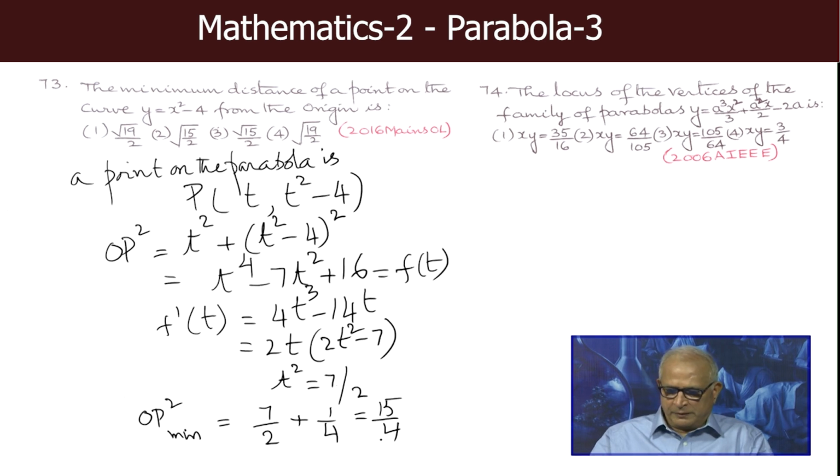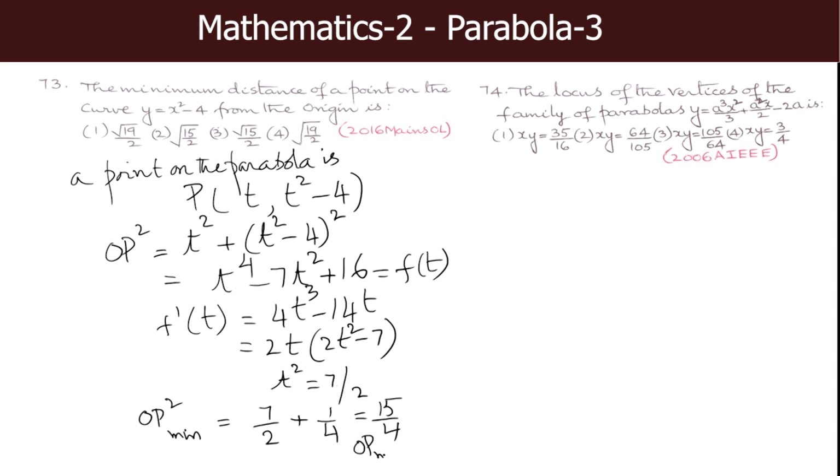So the minimum value of OP square is 15 by 4. So, what is OP minimum? Root 15 by 2. So, that is of course the third option.